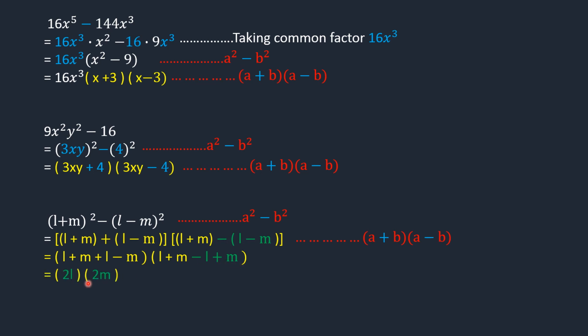In the next step, we will write, see, m minus m becomes 0, l plus l is 2l. In the second bracket, l minus l is 0, m plus m is 2m, and 2l multiplied by 2m is 4lm. So these are the factors of this expression.